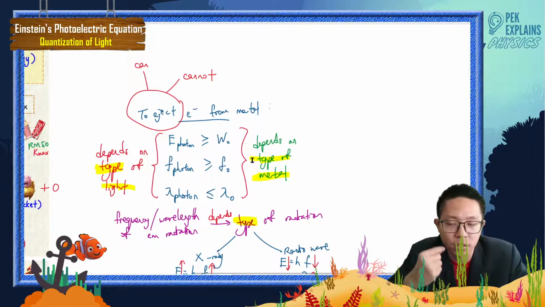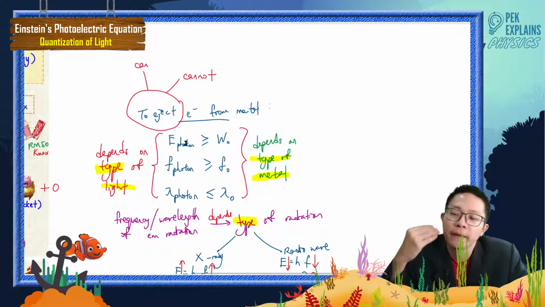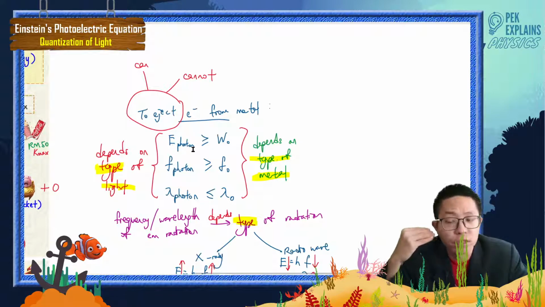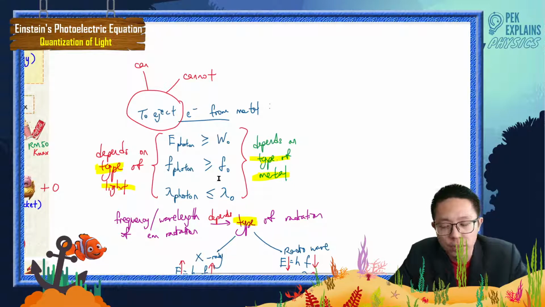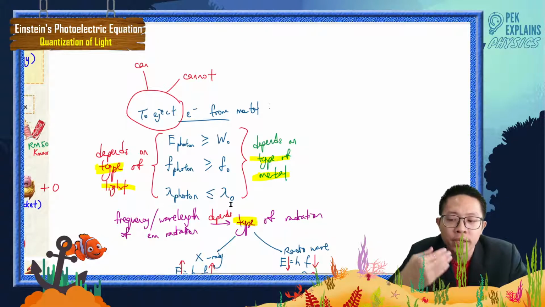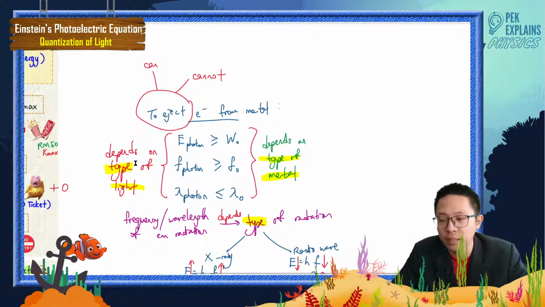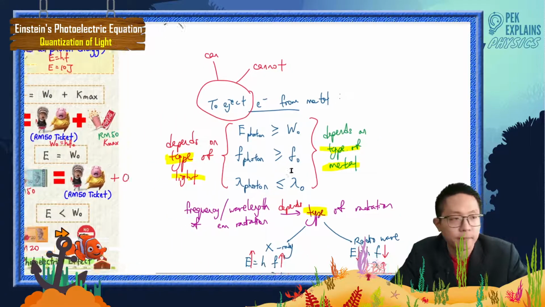How do we say it is the correct type of light and metal? This is the condition. The energy of the photon needs to be more than or equal to the work function. The frequency of the incident photon needs to be more than or equal to the minimum threshold frequency. The incident photon wavelength needs to be less than or equal to the maximum threshold wavelength allowed by the metal surface. So ejection depends on the type of light and also the type of metal. Okay, that's it.